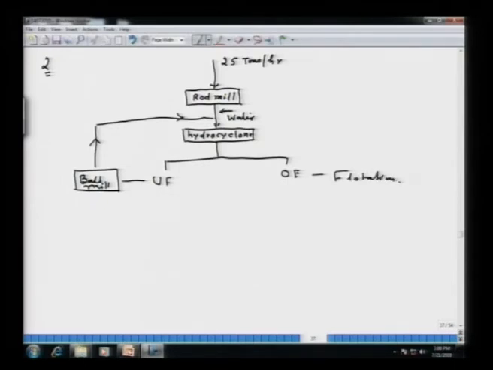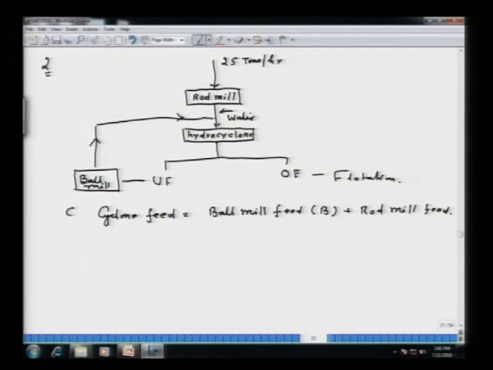So, straight away we have to do the mass balance. The cyclone feed is equal to the ball mill feed, let us take it equal to B, plus the rod mill feed. That is what it consists of. So, cyclone feed, let us take it equal to Cf. We are given the values. So, Cf, cyclone feed, will be equal to ball mill feed plus 25 tons per hour. This is our equation number 1.